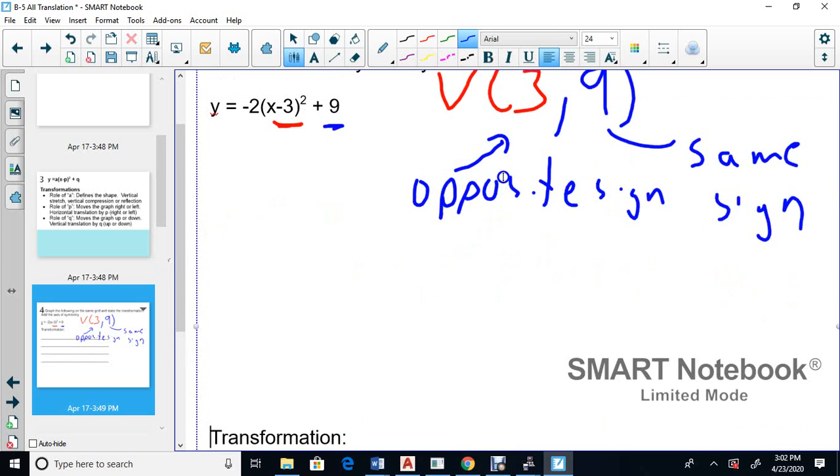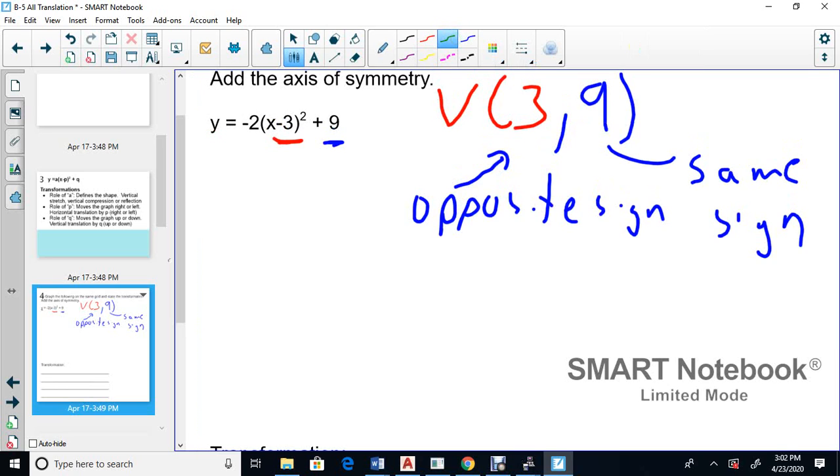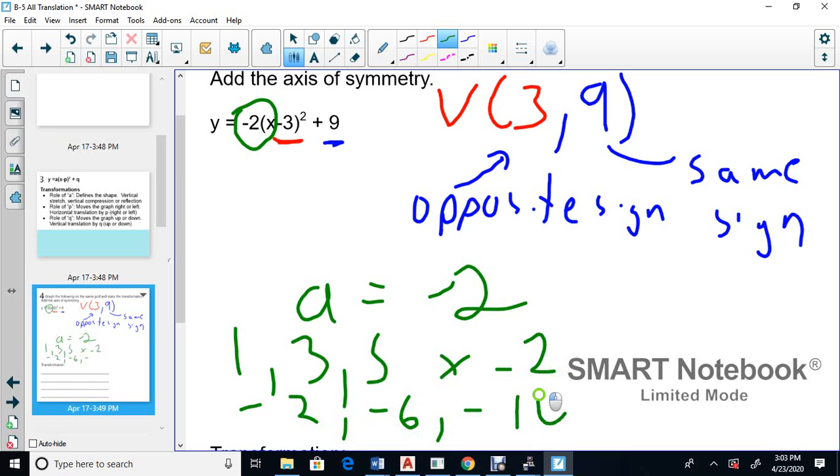Okay. Now, a. So a is the number in the front. So here, a is -2. So it's a number in the front. So instead of 1, 3, 5, we multiply by -2 and we get -2, -6, and -10. And we're going to go over 1, down 2, over 1, down 6, over 1, down 10. So you had to understand that before to understand this.